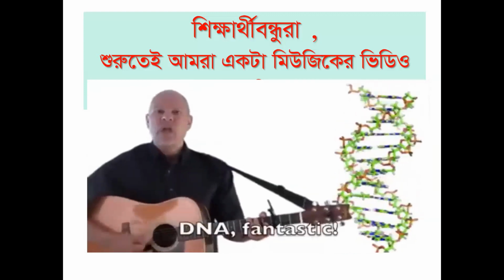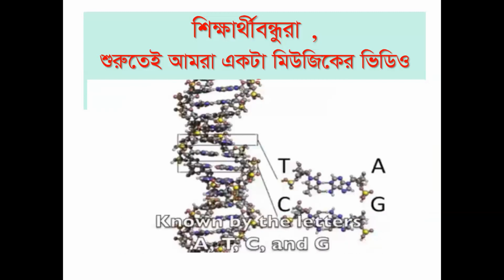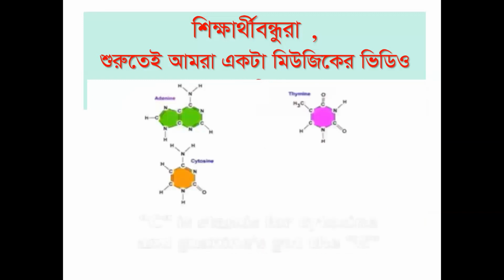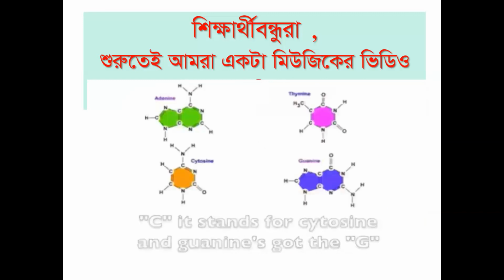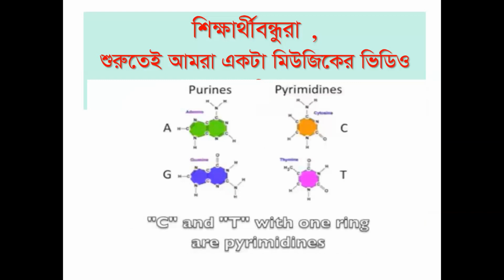DNA. The nitrogenous base is one of four varieties, known by the letters A, T, C, and G. A is for adenine, thymine got the T. C is for cytosine, guanine got the G. A and G with two nitrogen rings are purines. C and T with one ring are pyrimidines.